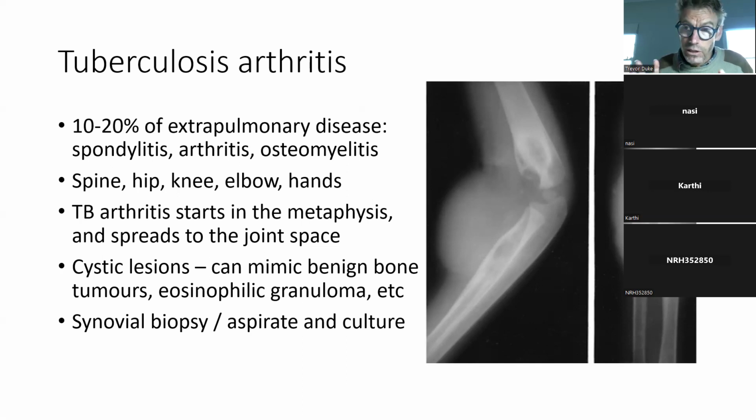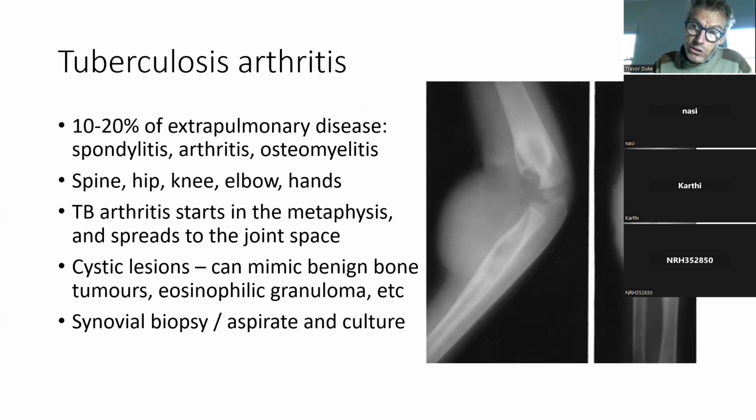They might have spondylitis with Pott's disease or osteomyelitis, but always think about it if a child is immobile or has joint pains, then think maybe they've got TB arthritis. It occurs most commonly in the spine, the hips, the knees, sometimes the elbows, and sometimes in the hands, causing a dactylitis. And TB arthritis starts in the metaphysis, that area close to the growth plate of bone.